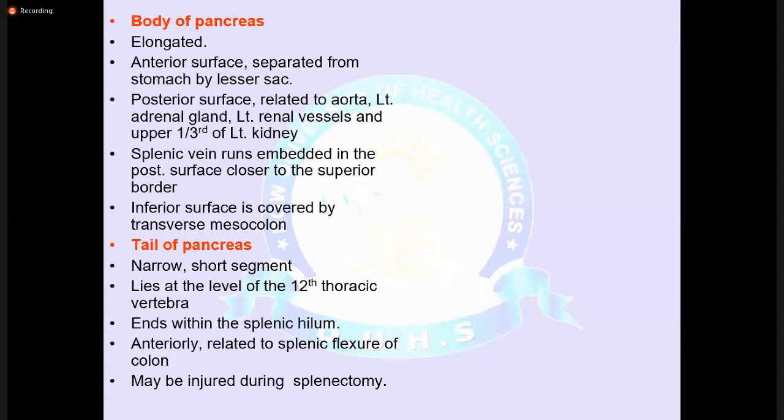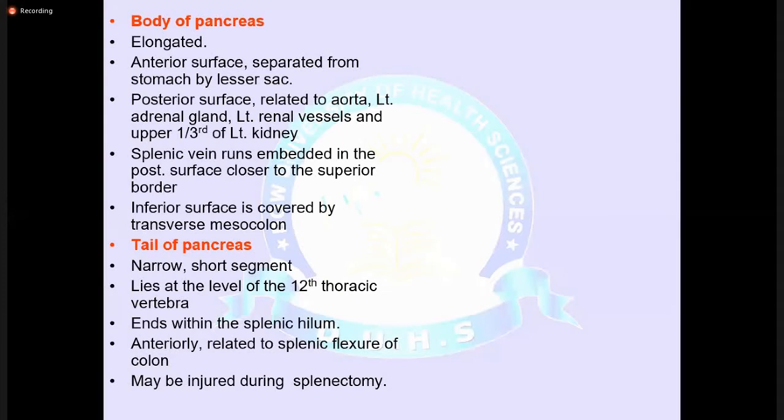Since it's related to the left kidney, the splenic vein runs embedded in the posterior surface. So again, the splenic vein will be a posterior relation. The tail of the pancreas is again related to the hilum of the spleen. Anteriorly, it's related to the splenic flexure of the colon. And this part, the tail of the pancreas, may be injured during the removal of the spleen, which is known as splenectomy.